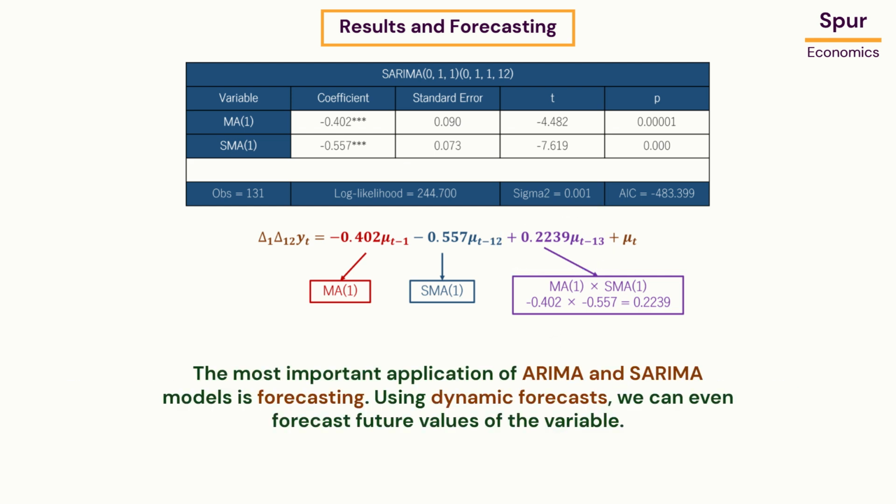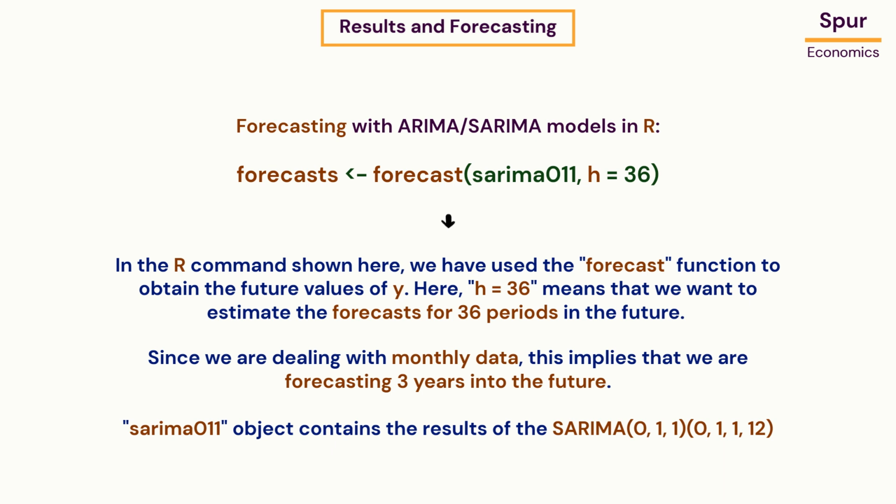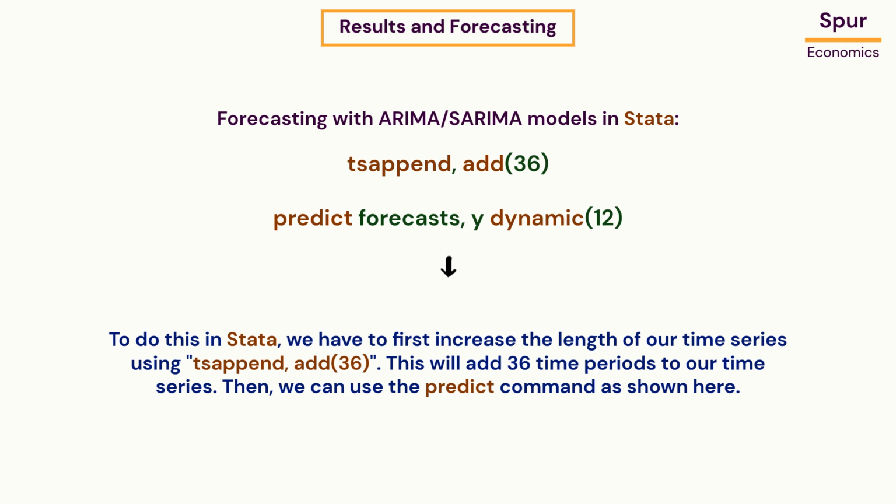The most important application of ARIMA and SARIMA models is forecasting. Using dynamic forecasts, we can even forecast future values of the variable. In the R command shown here, we have used the forecast function to obtain the future values of y. Here, h is equal to 36 means that we want to estimate the forecasts for 36 periods in the future. Since we are dealing with monthly data, this implies that we are forecasting 3 years into the future. To do this in Stata, we have to first increase the length of our time series using ts_append add 36. This will add 36 time periods to our time series.